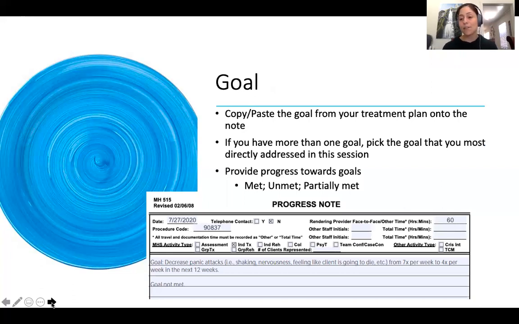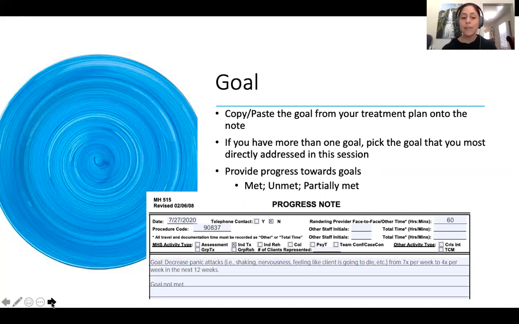First is the goal. This is the easiest part of the progress note because you're essentially plugging in the goal you created in the treatment plan. If you don't remember how to write goals for treatment planning, go back to the treatment plan video where we went over SMART goals. If you have more than 1 goal for the client, which you likely do, you would select the goal that was most directly assessed in this particular session. Underneath the goal, you would write briefly about the client's progress toward the goal. Has it been met, not met, partially met, and so on.